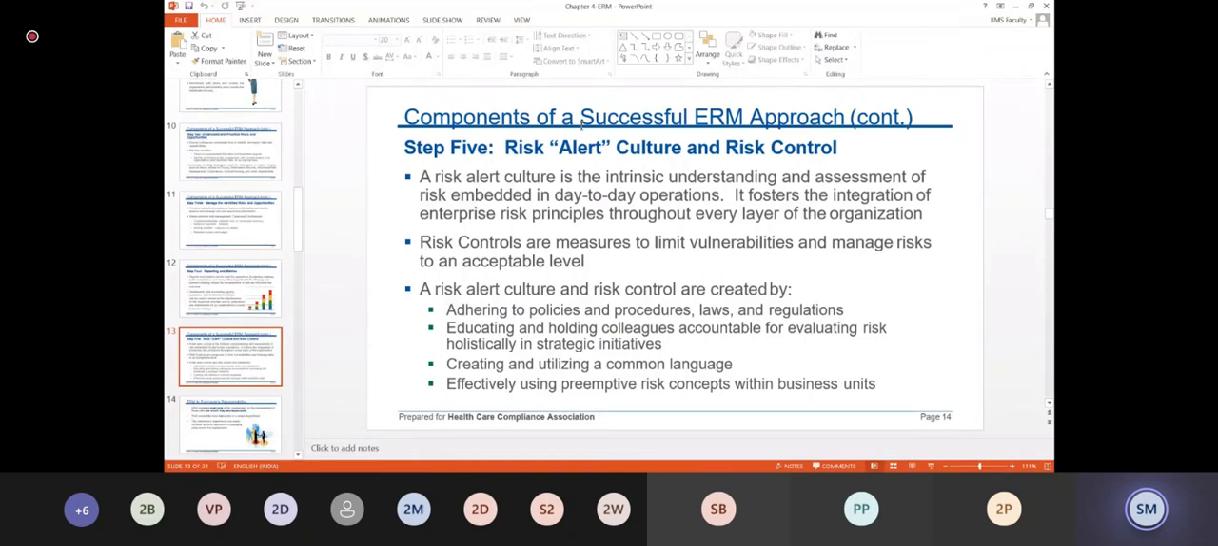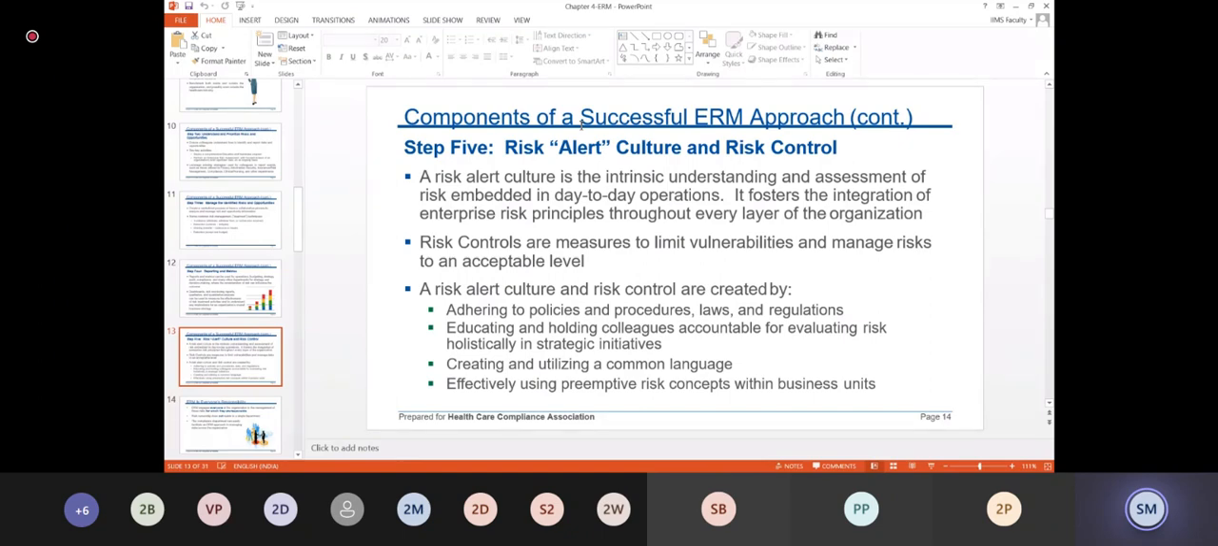So identifying risk alerts can be given: how much risk can you accept? What vulnerabilities are there? Vulnerability is nothing but a weakness in the organization chart, organization processes, organization techniques. Where the vulnerabilities, the weaknesses, are, manage that risk to acceptable levels. A risk alert culture and risk control are created by adhering to policies and procedures, laws and regulations.